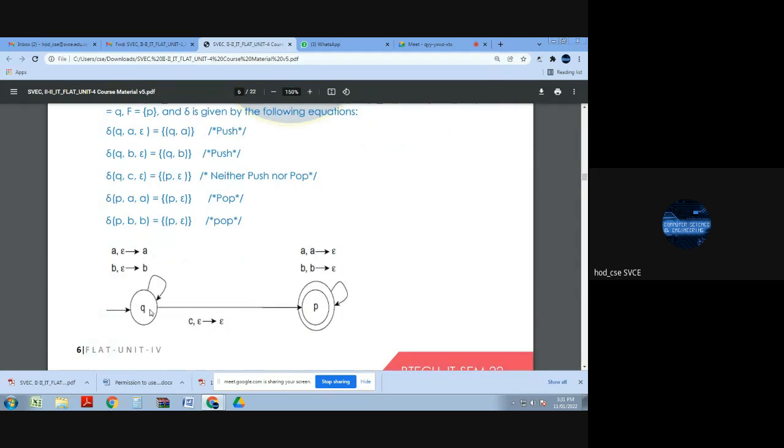Q is the present state, A is the input, and the stack symbols are nothing. So when Q is given A as input, it goes to the next state Q only, and the output on the stack will be A. Likewise, we can represent all the things.